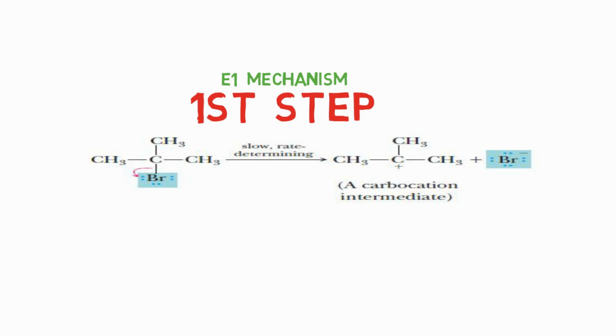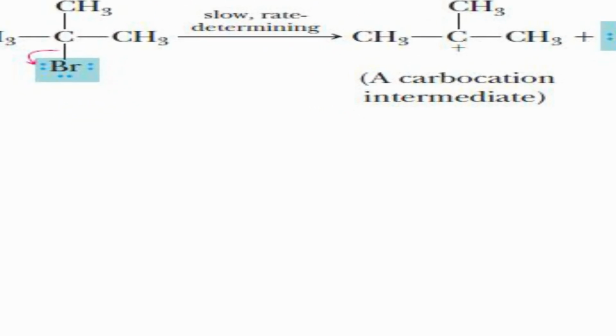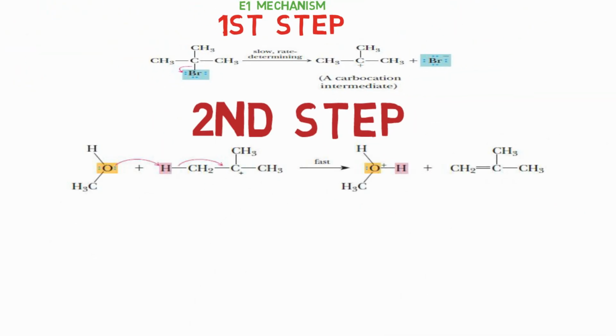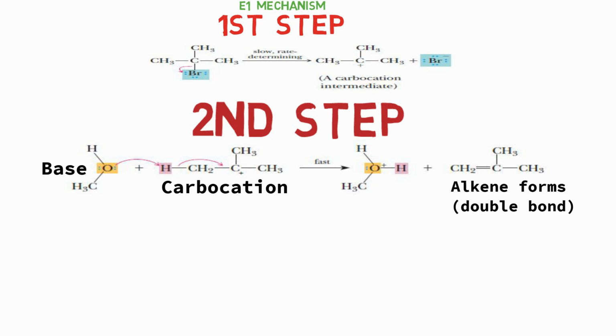Then we move on to step 2. In this step, we need a base. In this example, our base is methanol. The lone pair on the oxygen atom is taking a hydrogen off of the beta carbon of the carbocation. So the electrons between the carbon and the hydrogen will form a double bond. The methanol forms a new bond to the hydrogen atom, and the oxygen of the methanol will gain a positive charge.